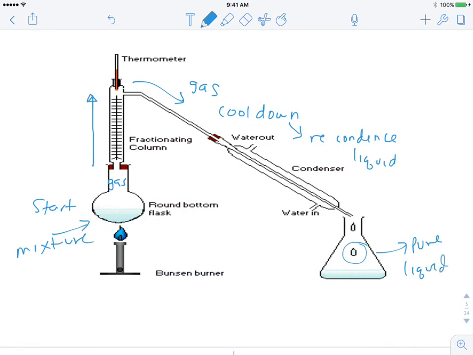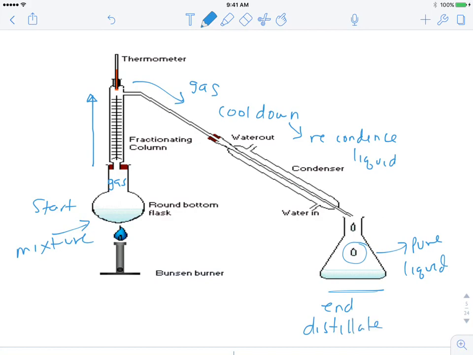So my mixture can be separated out based on the boiling points. You'll have the mixture that you started with on the left separated into the two liquids. One of the liquids will stay behind in the flask. The other liquid will be collected in this flask over here. So this is my end product here. Sometimes they call this the distillate.